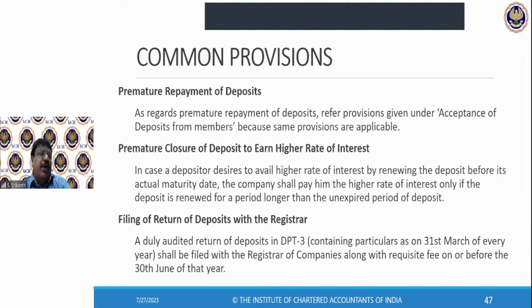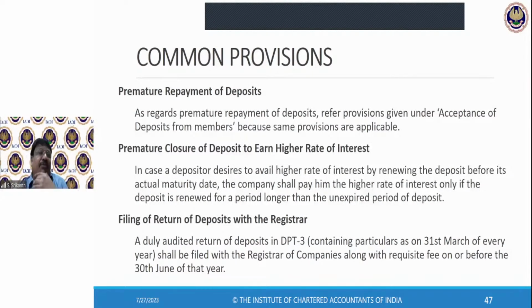A duly audited return of deposits in DPT 3 containing particulars as on 31st March of every year shall be filed with the registrar with the requisite fee on or before 30th June. So before 30th June every year, you have to file a return of deposits in DPT 3, giving the details of deposits, etc. When the advertisement was issued, what happened, just to be sure.